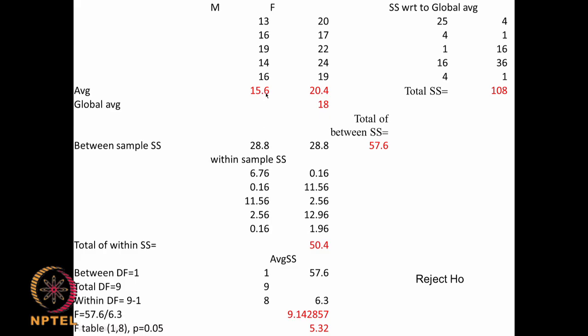28.8 minus 15.6, sorry, 18 minus 15.6, square it up, okay, and then 18 minus 15.6 squared, multiply by 5. For the female, 18 minus 20.4 squared, multiply by 5. So, the total of between is this plus this, okay, you understand.